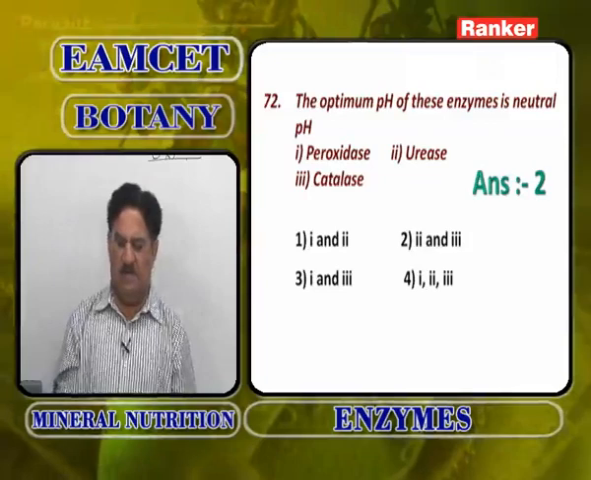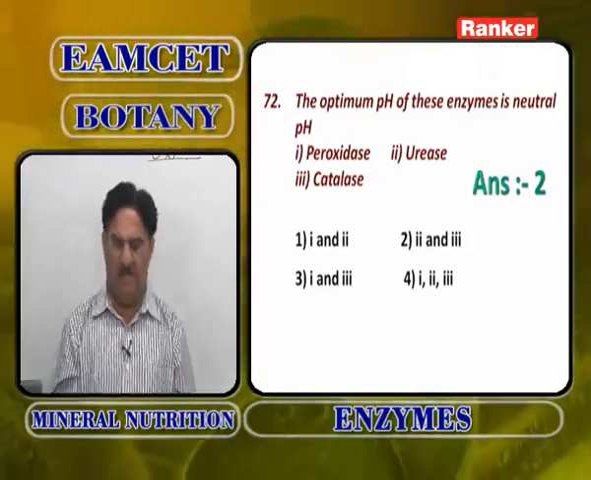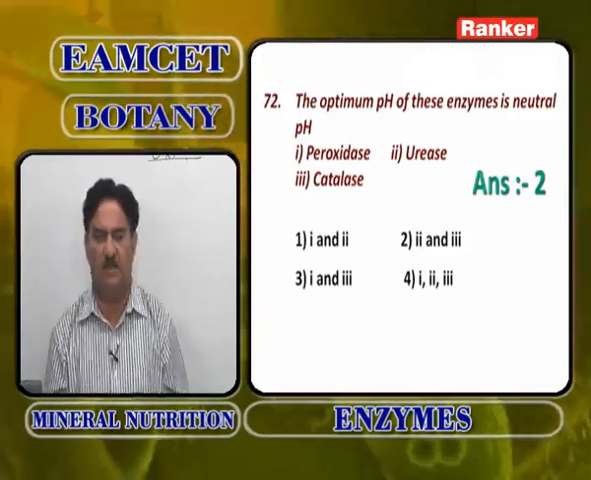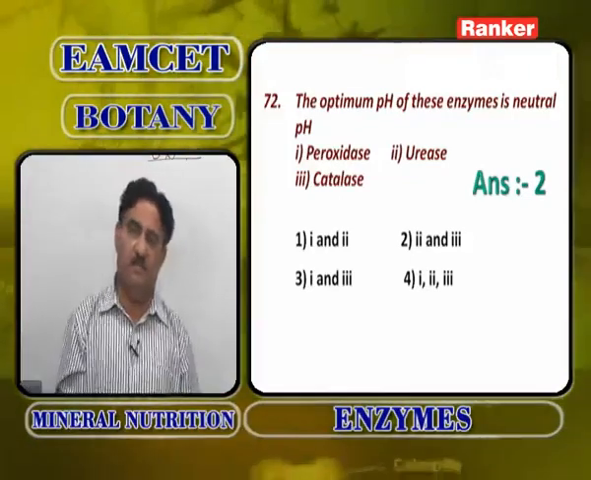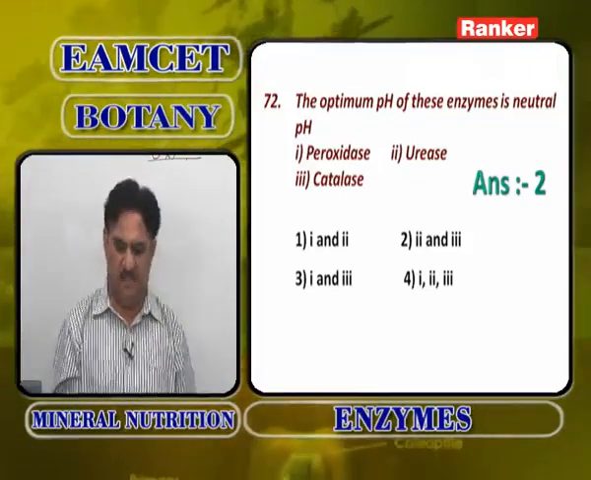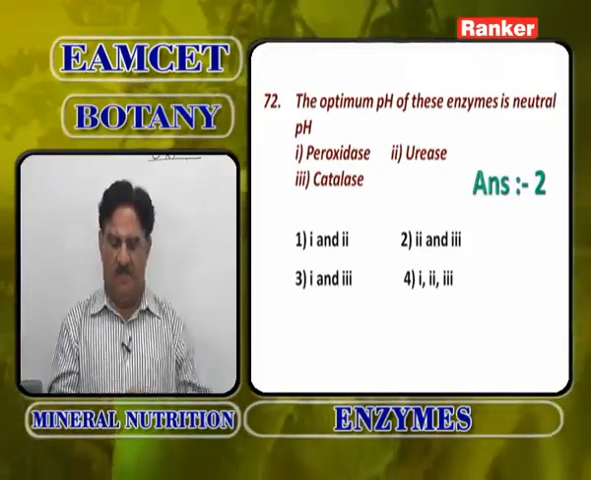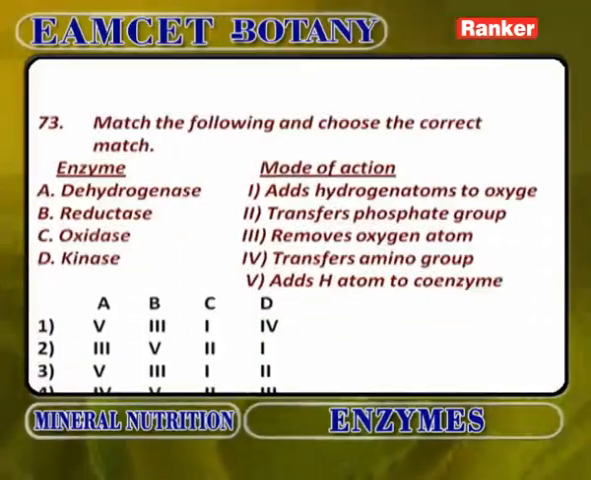So, definitely optimum pH for these enzymes is neutral pH, means for amylase, urease and catalase it is 7. So answer will be 2 and 3. For peroxidase it is 5. It is not neutral, it is acidic. 2 is still more acidic. 8 is basic. So 7 means neutral pH. So definitely urease and catalase. Second option, 2 and 3.